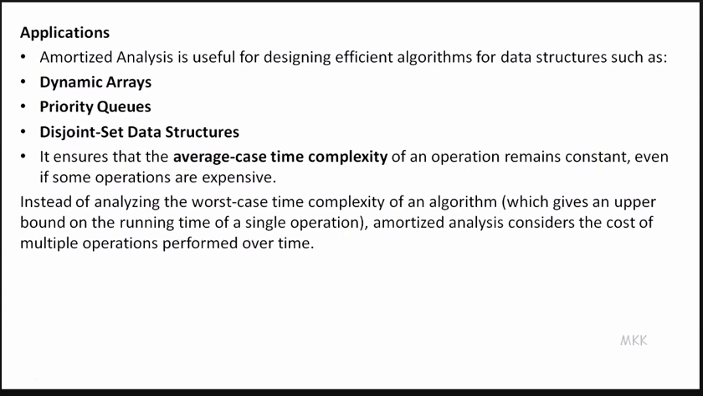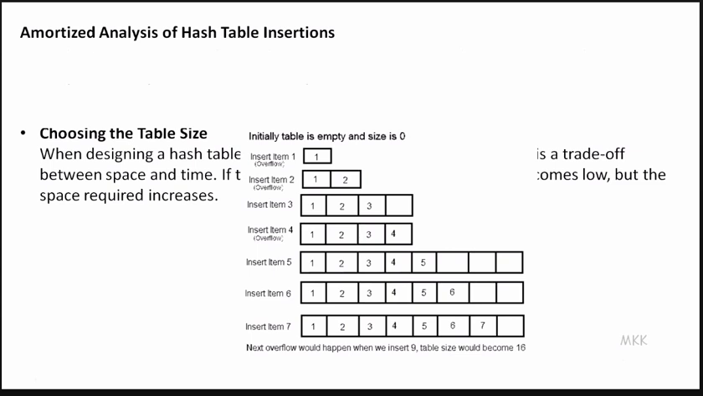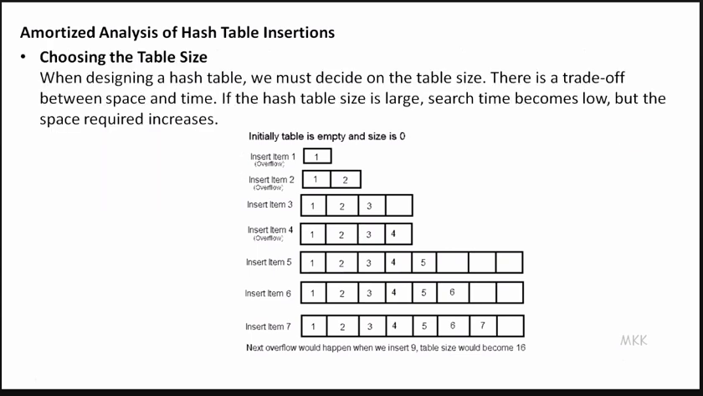Instead of analyzing the worst case time complexity of an algorithm, amortized analysis considers the cost of multiple operations performed over time, which gives an upper bound on the running time for a single operation. Okay. And here, if you see the figure, with the help of hash table insertion, the table size is dynamic. When we design a hash table, the table size must be decided, and of course, there is always a trade-off between space and time.